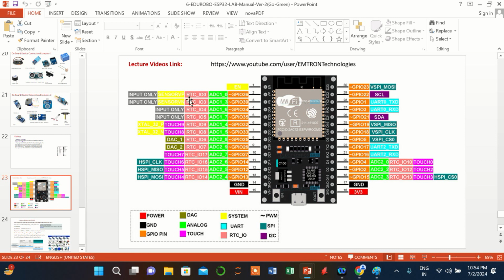Or the same pin also has the ability as an RTC pin, or you can see in the pink it also can behave like a touch sensor, or some D to A converter, right? This has the ability to generate waveforms, analog waveforms. So two DAC channels are there, nothing but D25 and D26.